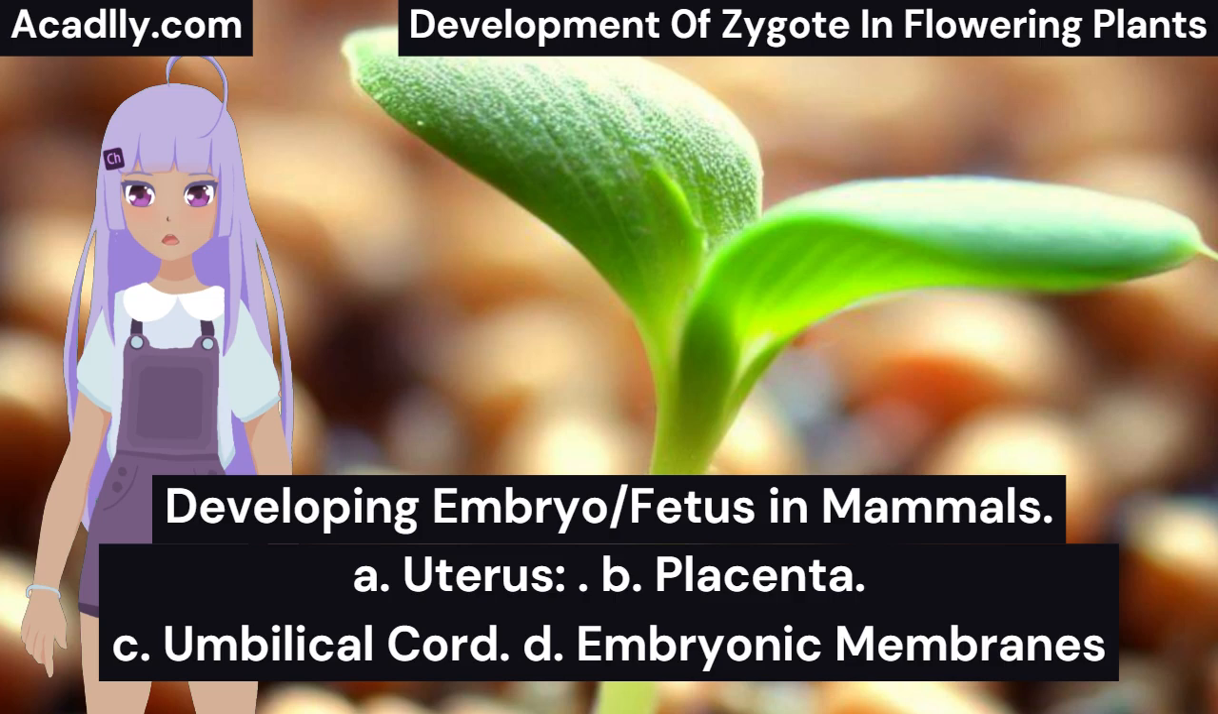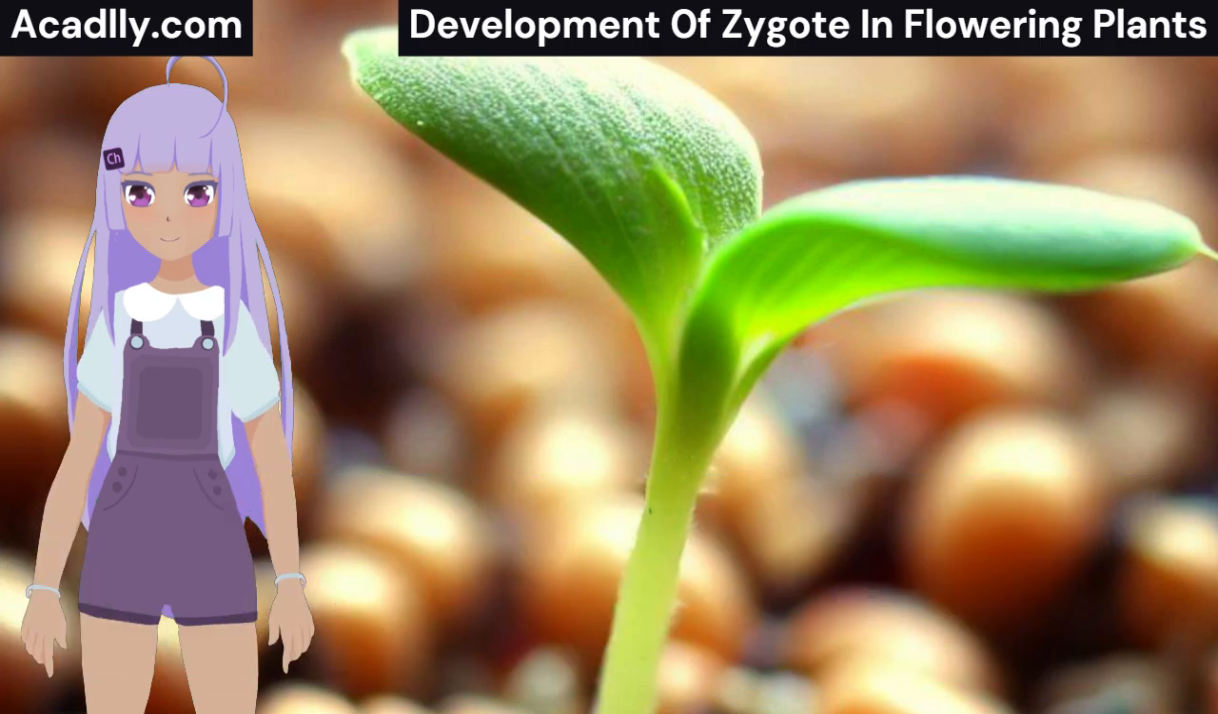D. Embryonic membranes. These membranes envelop the fetus, providing protection. They include the amnion, filled with amniotic fluid for cushioning; chorion, which absorbs oxygen for the embryo; and allantois, which facilitates respiration and excretion. Definition of oviparity, viviparity, and ovoviviparity.